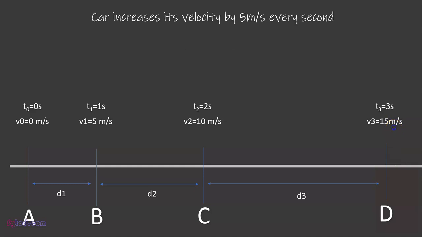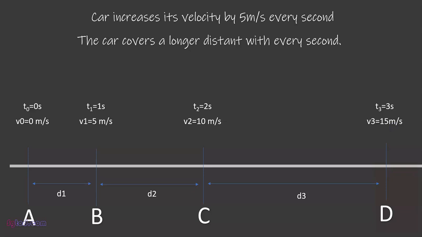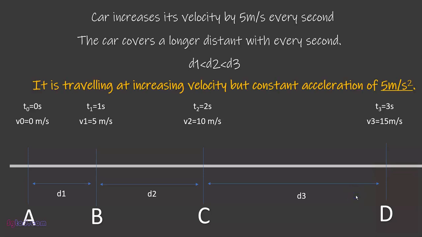The distance it travels every second increases as its velocity increases. So d1 is smaller than d2 and d2 is smaller than d3. It is traveling at increasing velocity, but the rate of increase in velocity is constant at 5 meters per second. So we say that its acceleration is constant or uniform at 5 meters per square second.